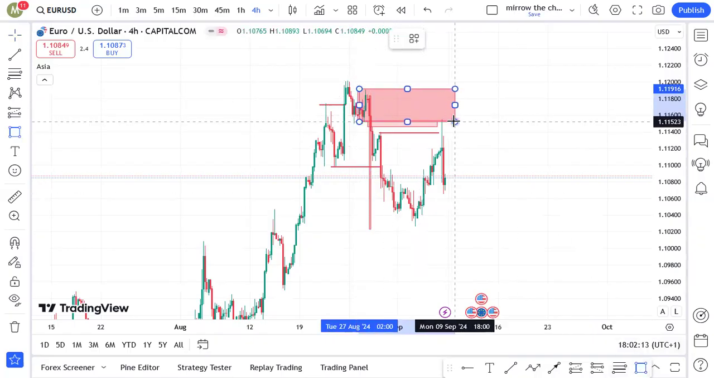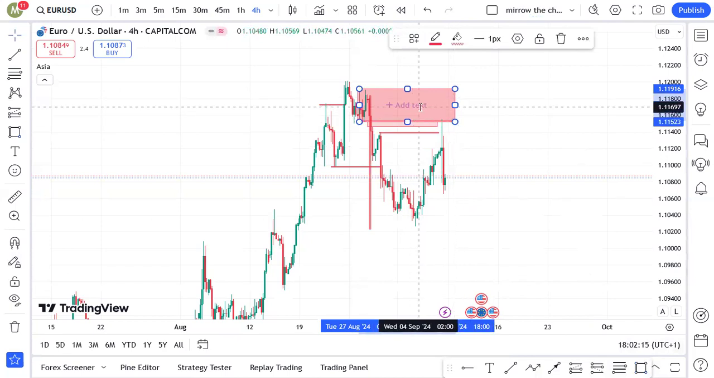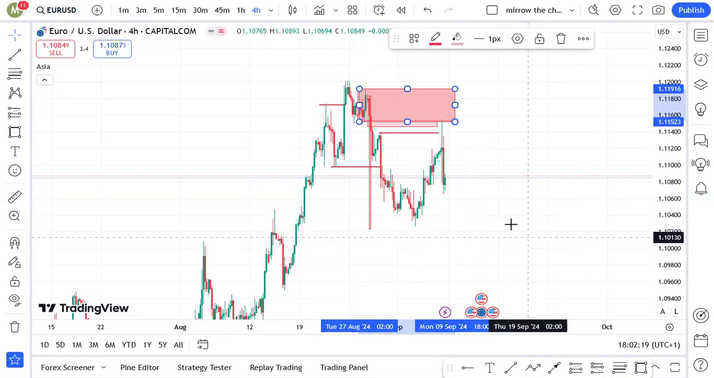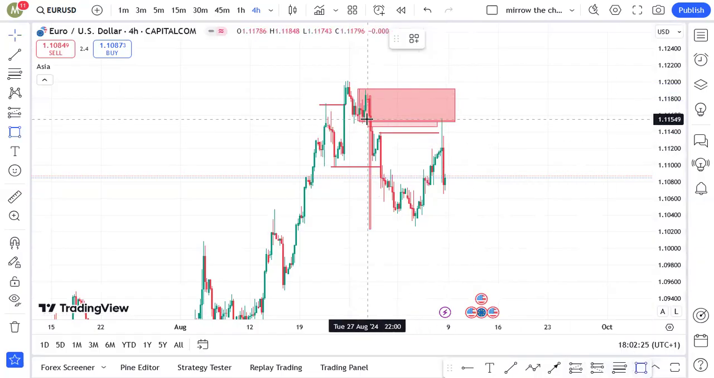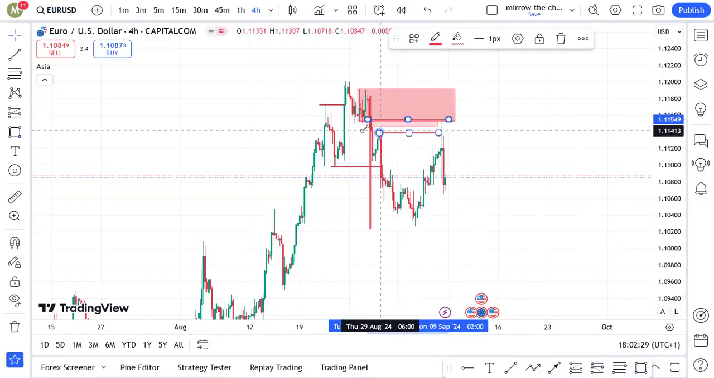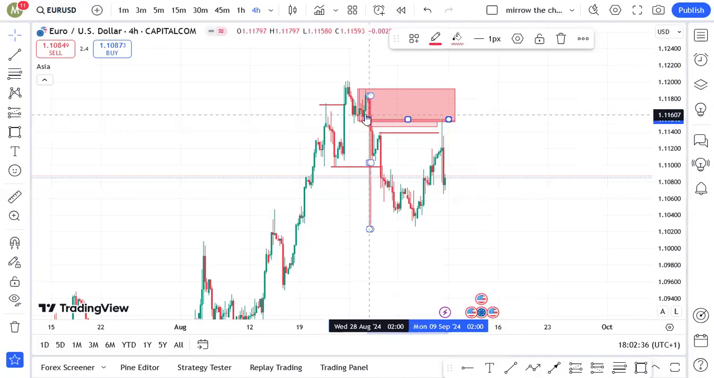Order blocks can serve as a POI. This other block now is our point of interest. So whenever this scenario has been printed, and now price has tapped into our order block, our POI, after doing what? Grabbing liquidity, tapping into and filling this fair value gap, tapping into our order block.